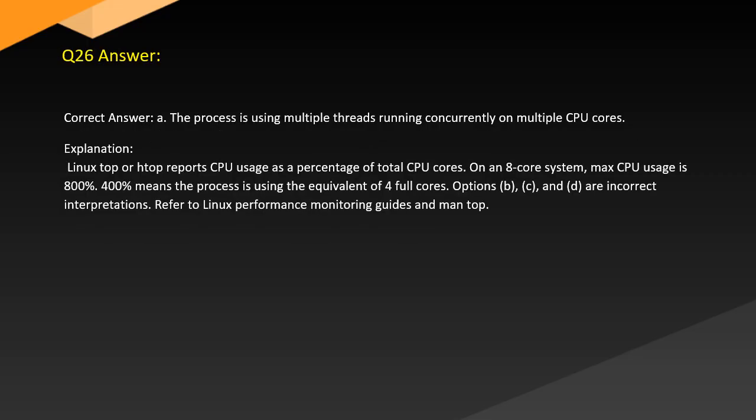Answer. Correct answer: A. The process is using multiple threads running concurrently on multiple CPU cores. Explanation. Linux top or htop will report CPU usage as a percentage of total CPU cores. On an 8-core system, the maximum is 800%. 400% means the process is using the equivalent of 4 full cores. Options B, C, and D are incorrect interpretations. Refer to Linux performance monitoring guides and man top.